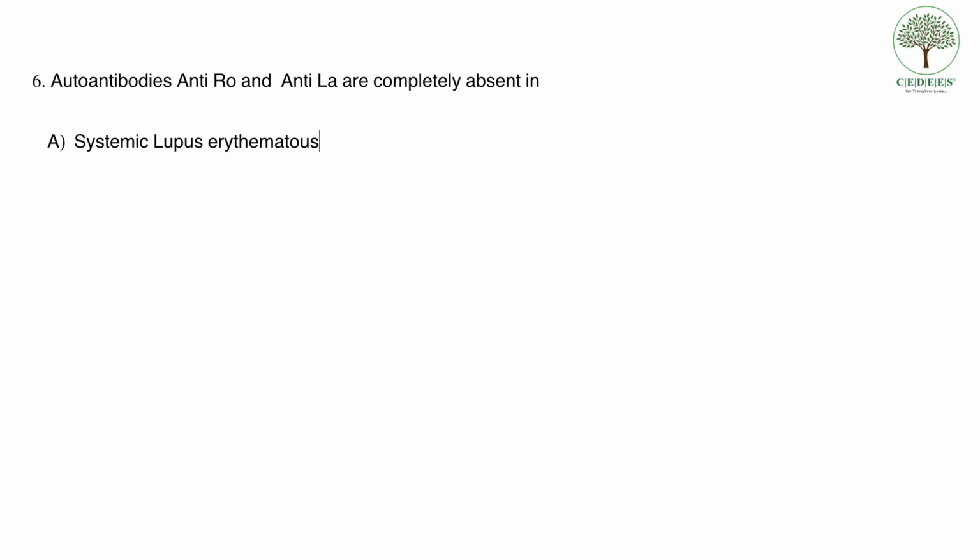Now, the next question is, autoantibodies anti-Ro and anti-La are completely absent in. Your options are option A, systemic lupus erythematosus, option B, Sjogren syndrome, option C, diffuse scleroderma, and option D, rheumatoid arthritis. Now, the correct answer here is going to be diffuse scleroderma.